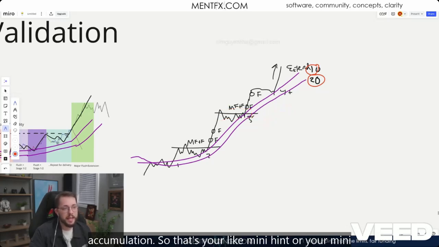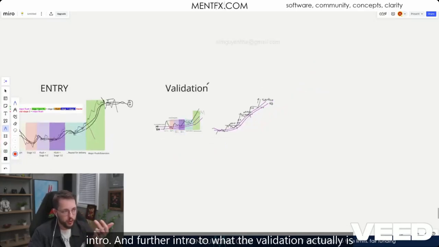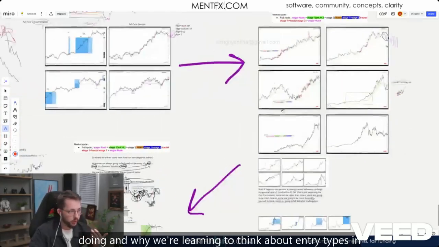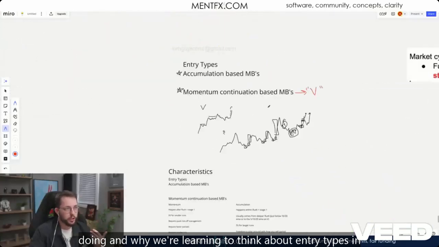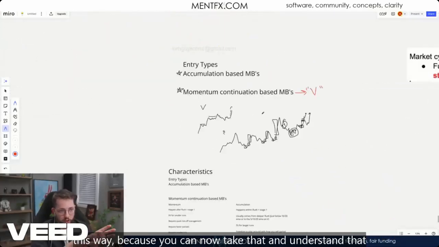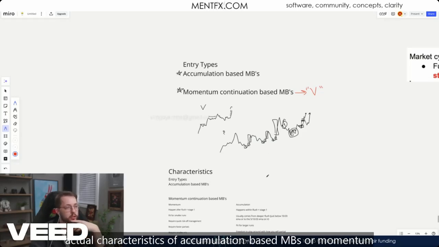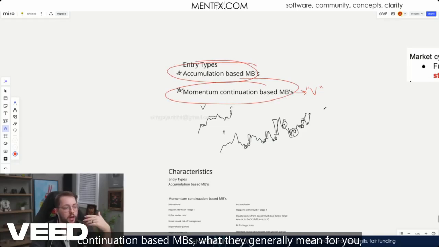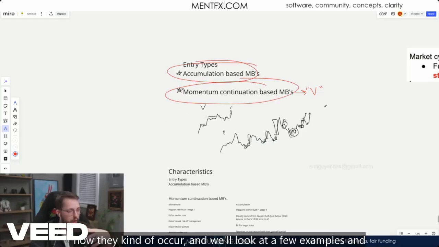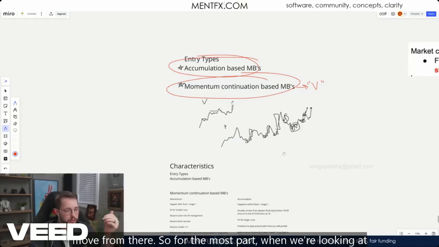So that's your mini hint, or your further intro to what the validation actually is doing, and why we're learning to think about entry types in this way, because you can now take that and understand that fractally. But before we do that, let's talk about the actual characteristics of accumulation-based MBs or momentum continuation-based MBs, what they generally mean for you, how they occur. Then we'll look at a few examples and move from there.